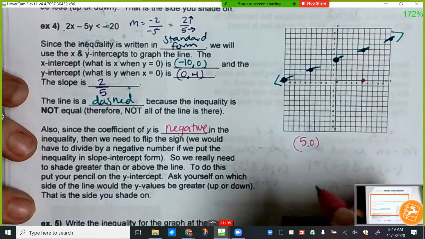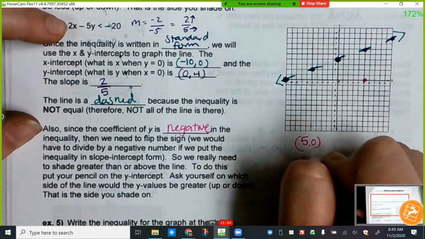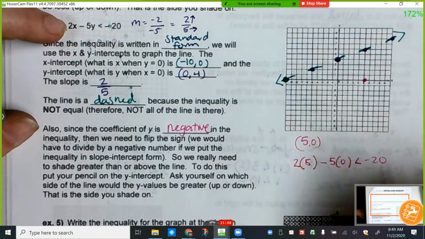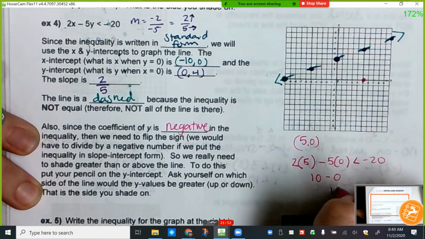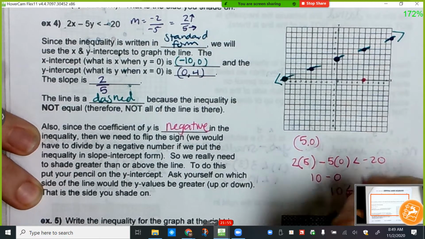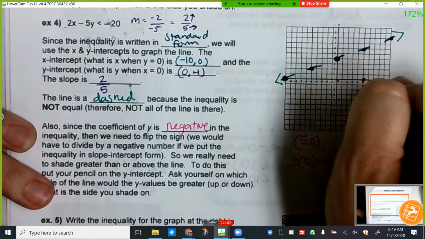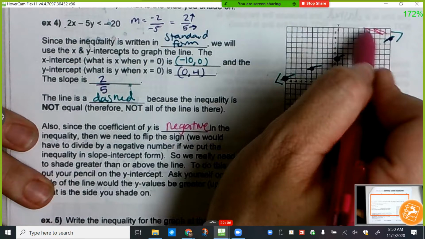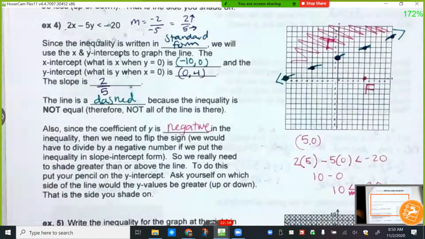Okay, so I'm going to plug in to my equation. 2 times 5, minus 5 times 0, is less than -20. Well, 2 times 5 is 10, minus 0 is just 10. Is 10, oh, not equal to, sorry. Is 10 less than -20? No, so this is a false point. So where am I going to shade? Above. Because if that side's false, this side has to be true.